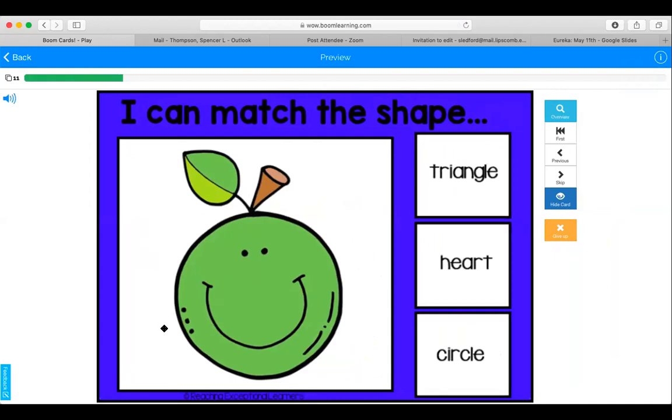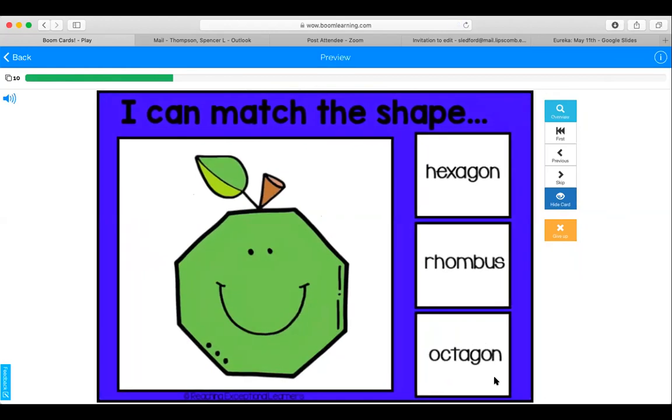Ooh, this shape doesn't really have any specific straight sides. So what do we call this shape, boys and girls? Is it a triangle, a heart, or a circle? If you said circle, you would be correct. Let's try a couple more.